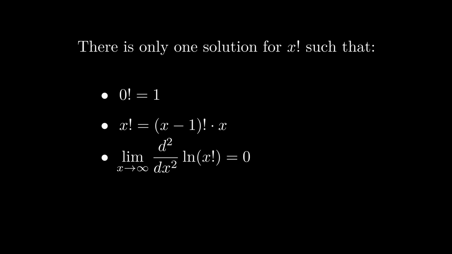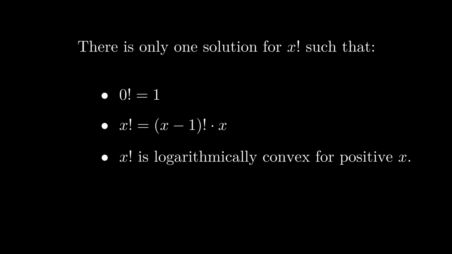But the standard condition that you'll likely see in textbooks is that the function must be logarithmically convex for positive x. A function is logarithmically convex if its logarithm is convex. Go figure. This is just a fancy way of saying that the second derivative of its logarithm is positive. Now, it's not super obvious that this condition locks us into the same function, but I have other things I'd like to get to, so I guess I'll leave this as an exercise for anyone who wants to try it out.